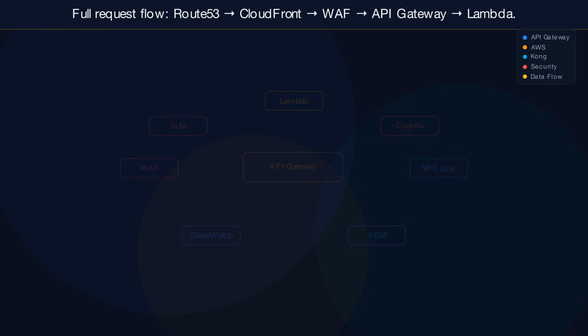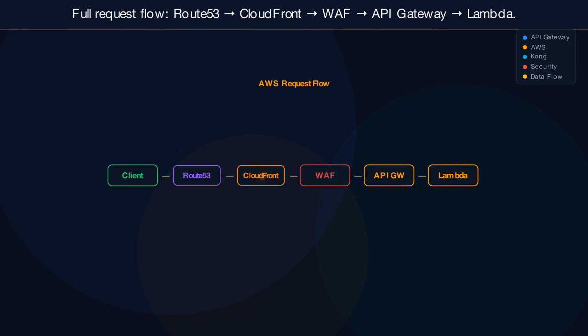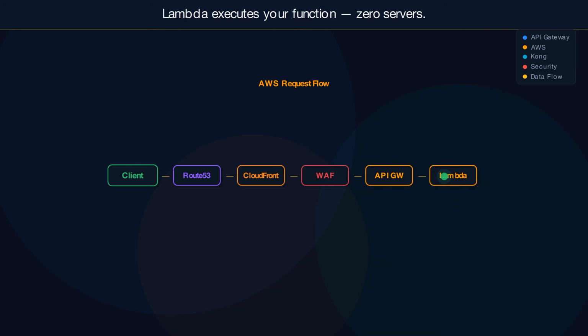Let me trace the full request flow through the AWS stack. Client sends a request. DNS resolved through Route 53. Edge caching and DDoS protection at CloudFront. WAF inspects for SQL injection, XSS, and custom rules. API Gateway authenticates via JWT or Lambda authorizer, applies throttling and routes. Lambda executes your function, 0 servers. Automatic scaling from 0 to thousands of concurrent executions.